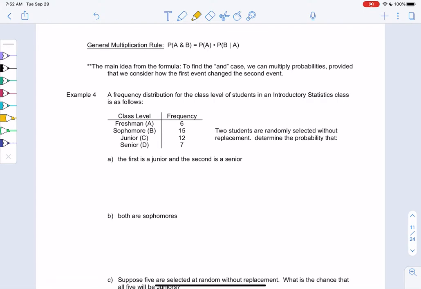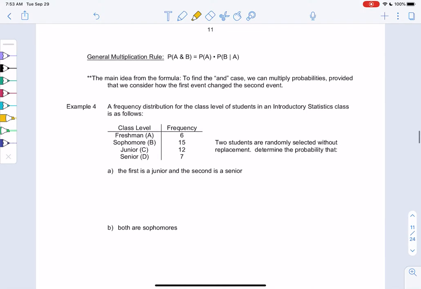But the probability of A and B, right? The probability that both things happen, ands are both, right? Can be found doing the probability of A times the probability of B given that A already happened. So what this is telling us is that we can find the and case by multiplying probabilities. Basically P of A times P of B, but considering that A has already happened.